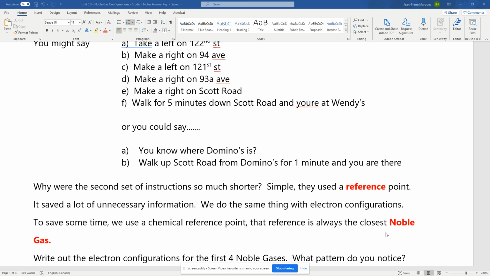Okay, so if we do that, below, I want you to write the electron configurations for those noble gases, and then when you're done, come back and we'll discuss it. Okay, good luck.